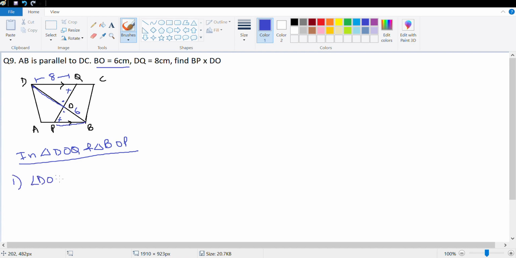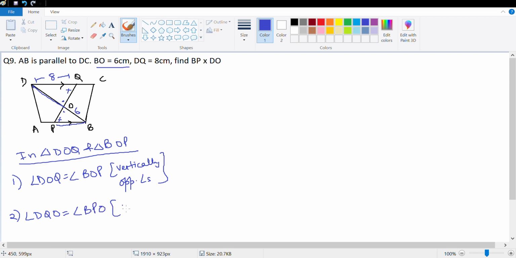Number 1, angle DOQ is equal to angle BOP, vertically opposite angles. Number 2, angle DQO is equal to angle BPO. This is alternate angles. So we have the AA test. Let's see if we can get something from there.